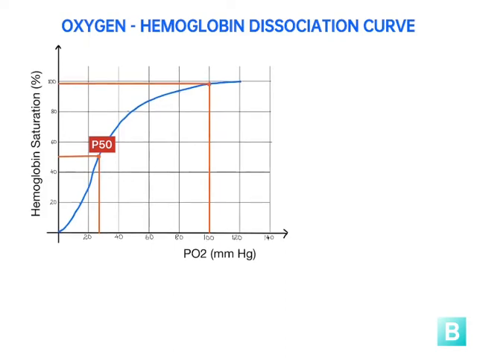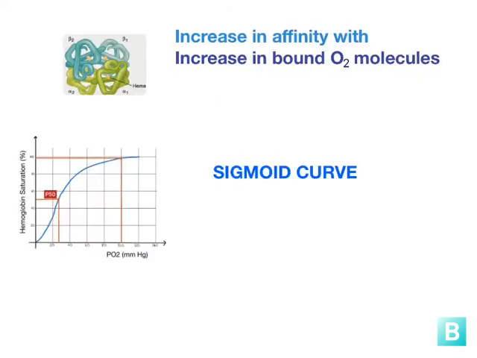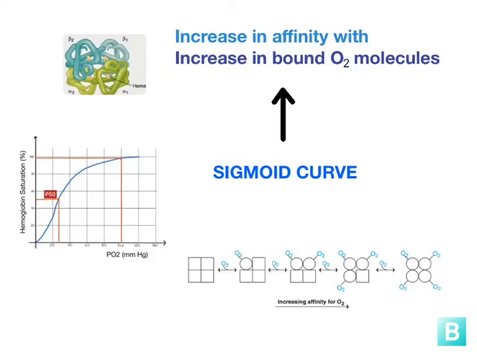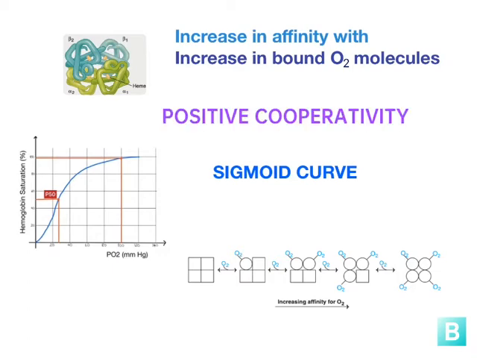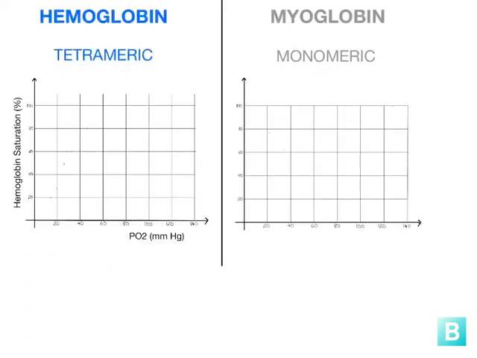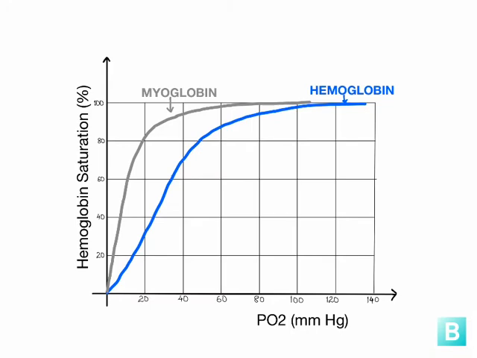On plotting these points, we obtain a sigmoid shaped curve. The sigmoid shape tells us that the oxygen affinity increases with the number of bound oxygen molecules. In other words, binding of the fourth molecule of oxygen is going to be a lot easier as compared to the first, and this property of hemoglobin is known as positive cooperativity. This property is lacking in other oxygen binding proteins like myoglobin because, being a monomeric structure, it can only bind to one molecule of oxygen.